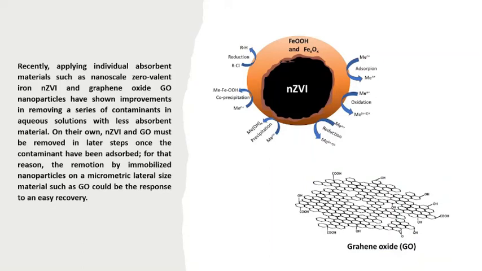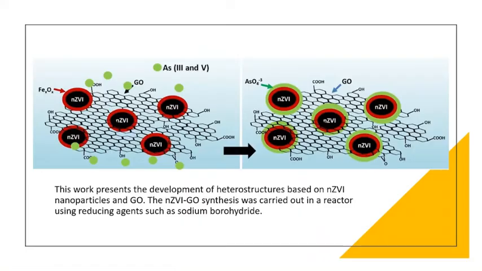Recently, applying individual absorbent materials such as nanoscale zero-valent iron, nZVI, and graphene oxide, GEO, nanoparticles have shown improvements in removing a series of contaminants in aqueous solutions with less absorbent material. On their own, nZVI and GEO must be removed in later steps once the contaminant has been adsorbed. For that reason, the removal by immobilized nanoparticles on a micrometric lateral size material such as GEO could be the response to an easy recovery.